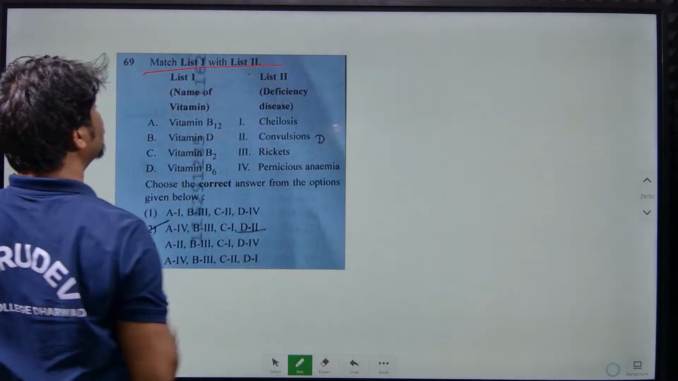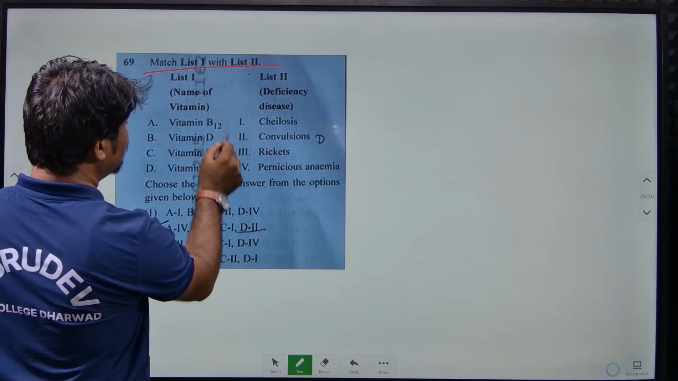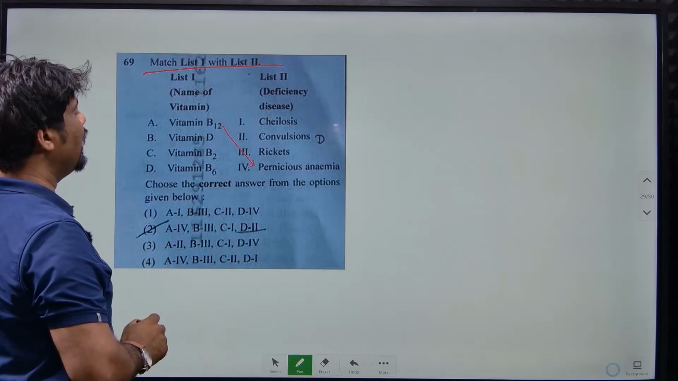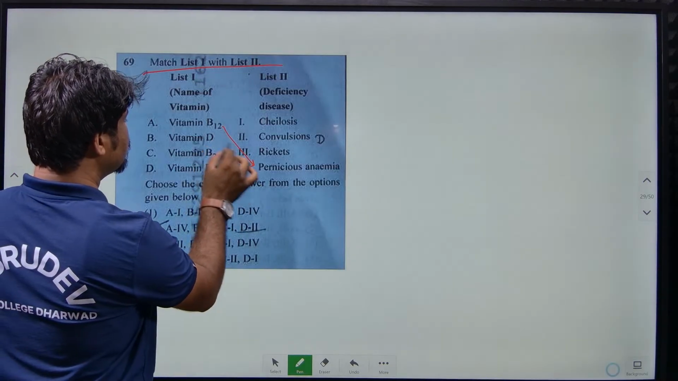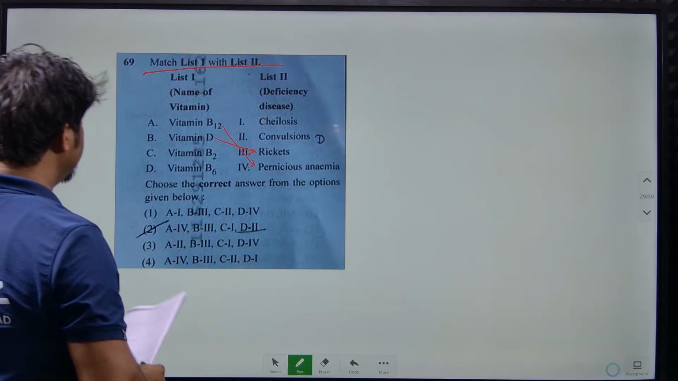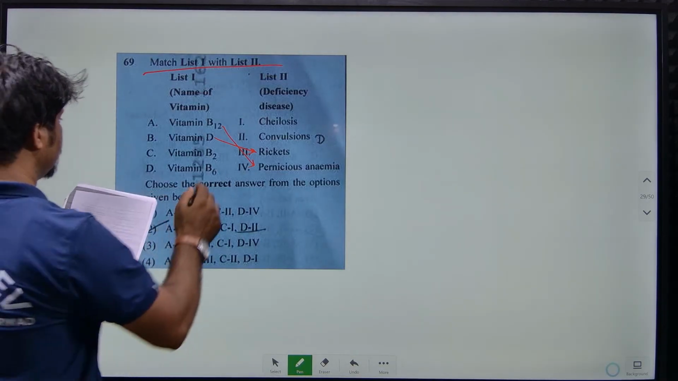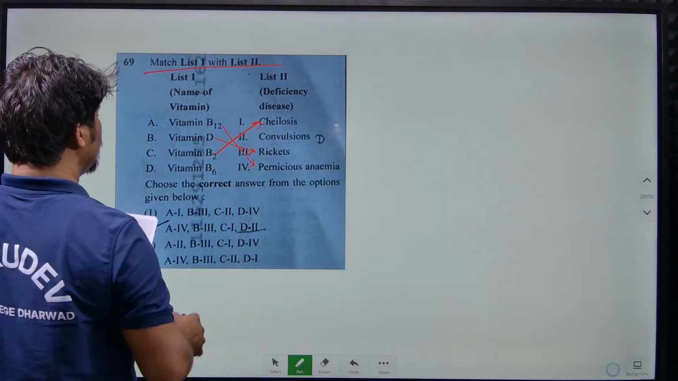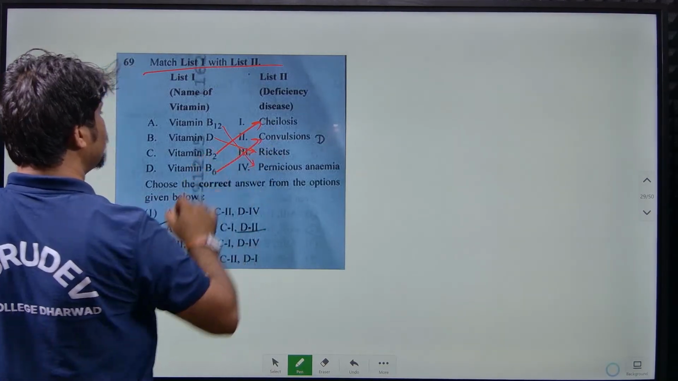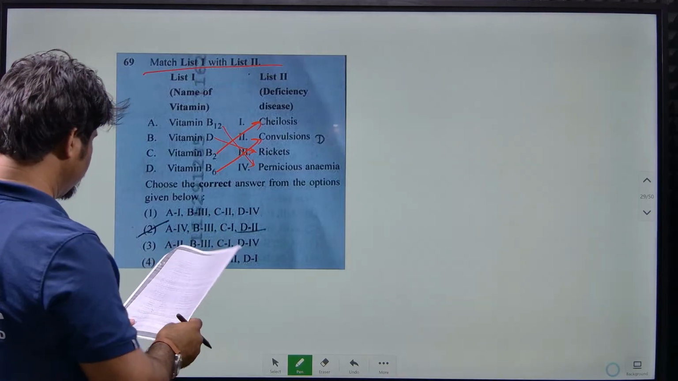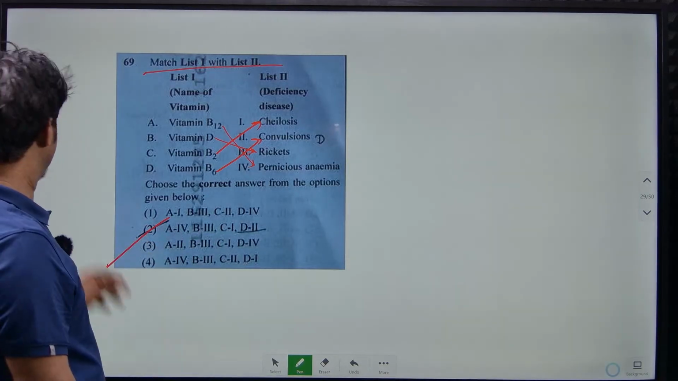Match the column 1 with column 2. Vitamin B12, it shows what? Anemia. Vitamin D, it shows what? Rickets. Then vitamin B2, it shows cirrhosis. Vitamin B6, it gives what? Convulsion. So the right answer for the question is second. Yes, go to the next one.